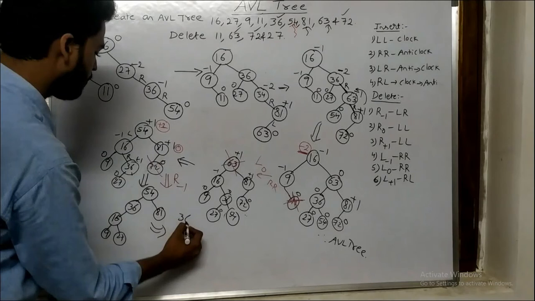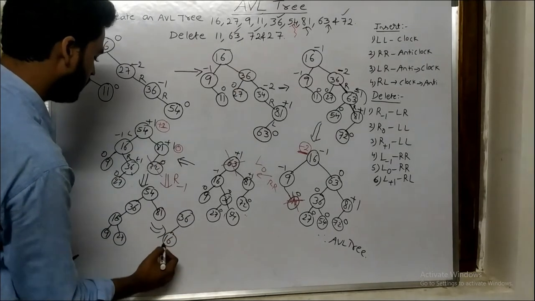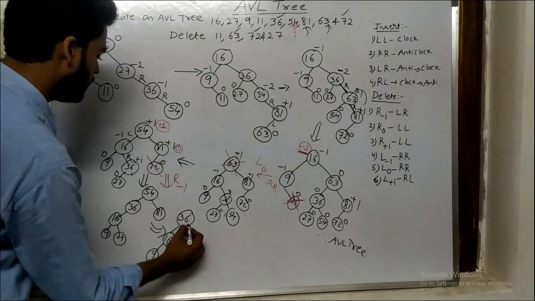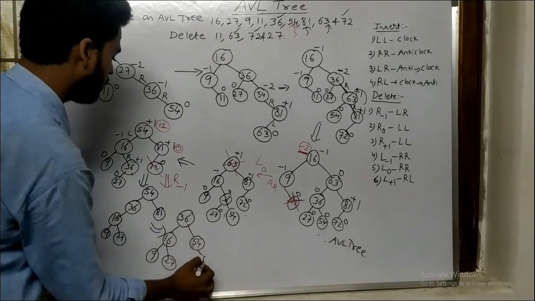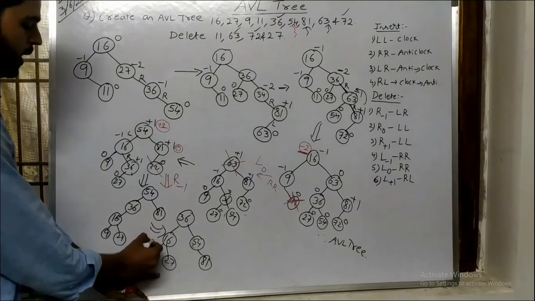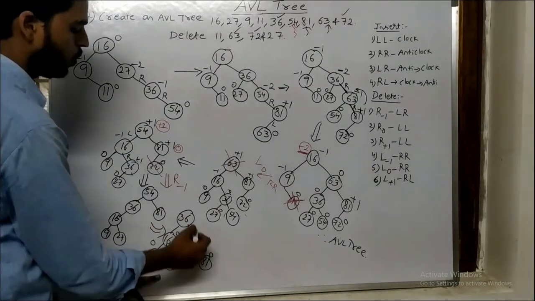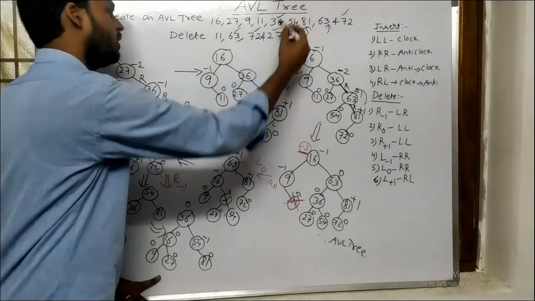Clockwise means now 36, 16, 9, 27, 54, 81. Now the tree is balanced. 0, 0, 0, 0, minus 1, 1, 2, 1, 2, 0. So the tree is balanced. Now try to delete 27.